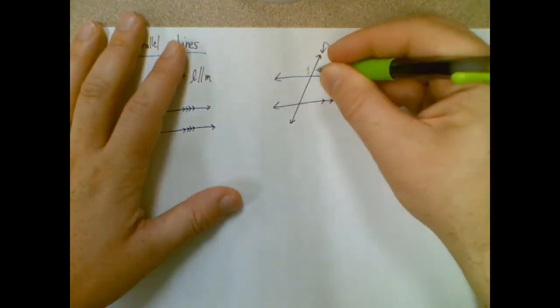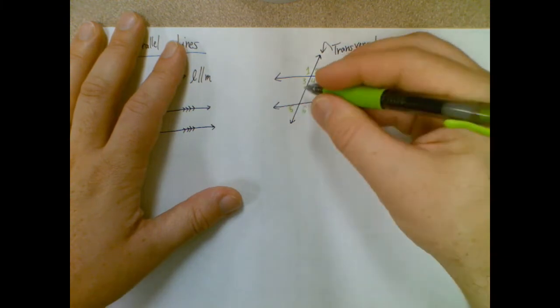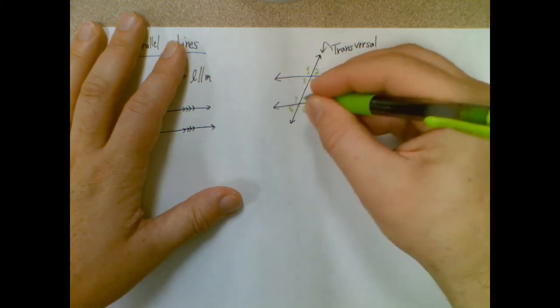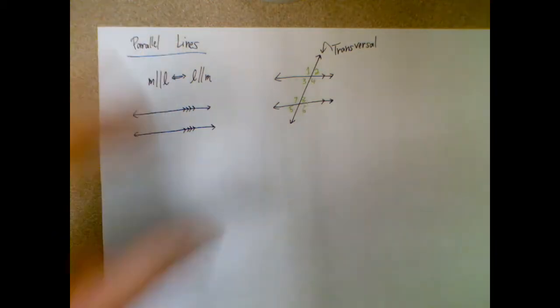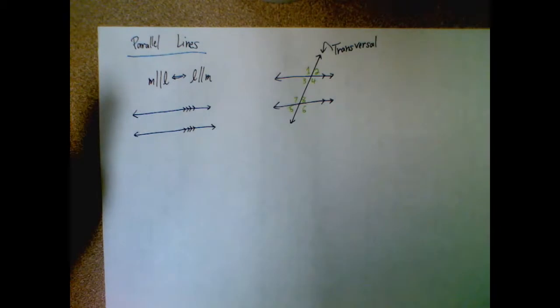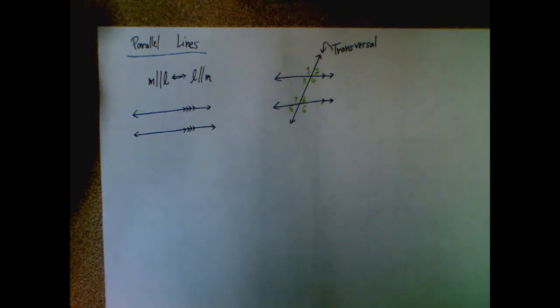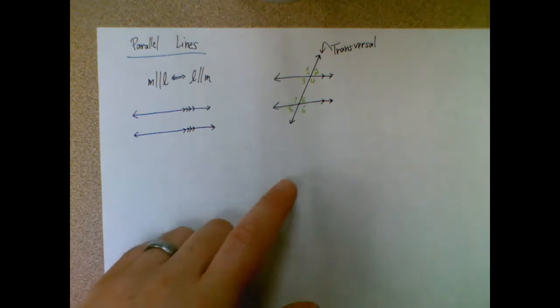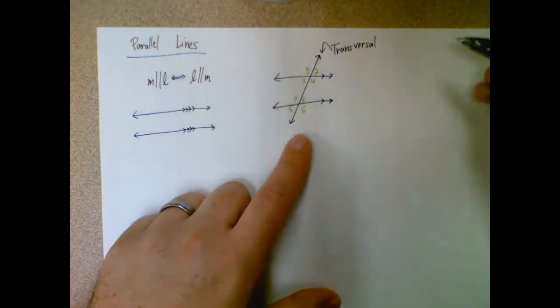So let's go ahead and call it angle 1, 2, 3, 4, 5, 6, 7, and 8. I missed 2, but that's okay. So 1, 2, 3, 4, 5, 6, 7, 8. The ordering doesn't really matter. Okay, so now that we have that, we can differentiate which one's which.